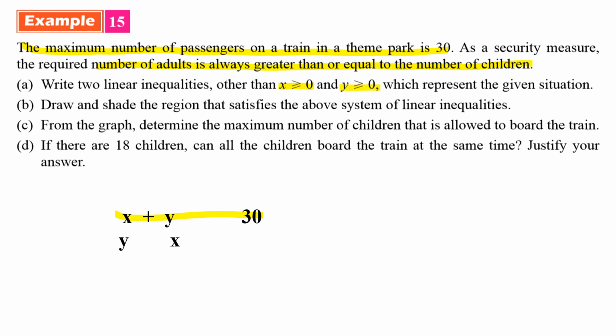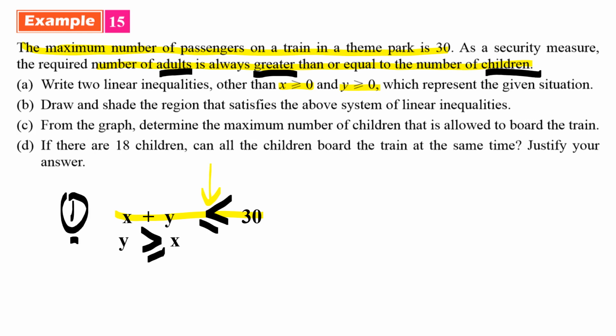What is the inequality here? See this one, the maximum number. Maximum number means it is less than or equal. And then because adults are always greater than children, Y is always more than or equal. Okay, that is your answer for A. Two linear inequalities, you have done it.